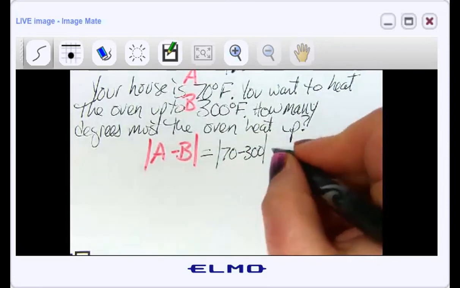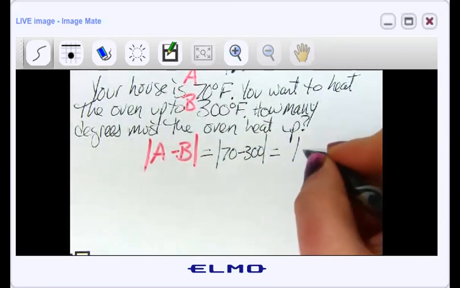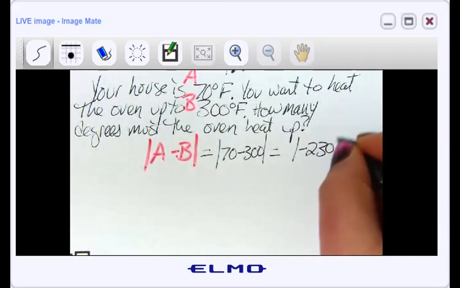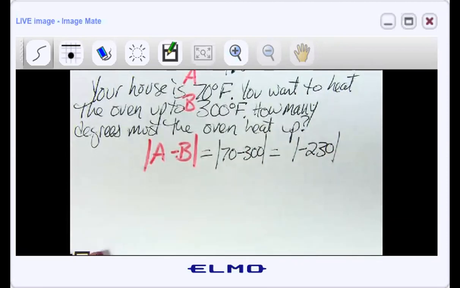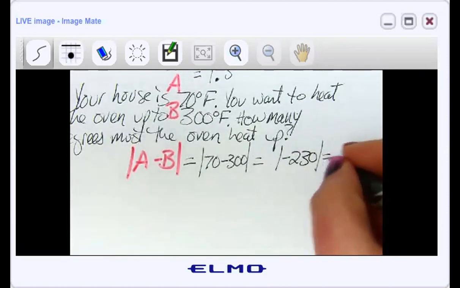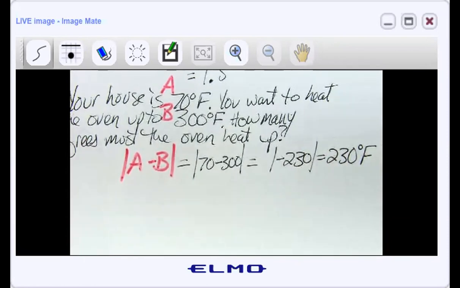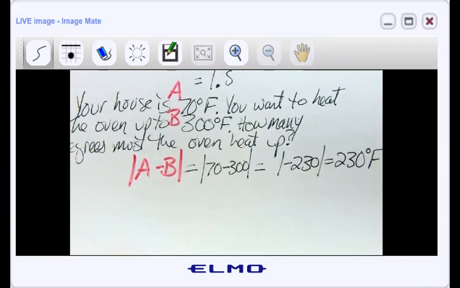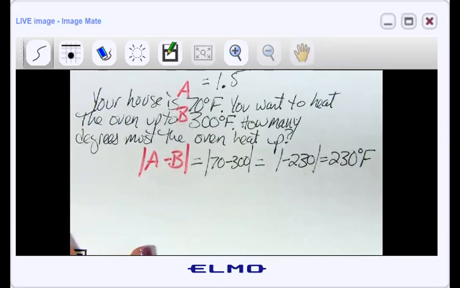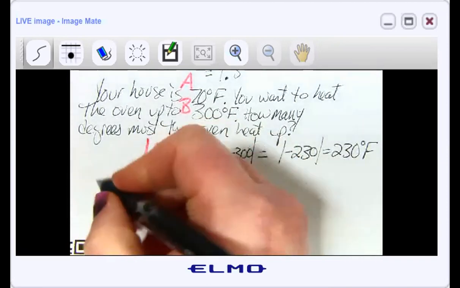It doesn't matter because I'm going to take the absolute value anyway. So if I subtract these two, I get the absolute value of what? Negative 230. And then the last thing I do is take the absolute value of that. That's how I end up with a positive 230. So that means my oven only has to heat up 230 degrees. It doesn't have to heat up 300 degrees because it's not starting at zero. Okay, I hope that makes sense. So I want to do one more example that has some negatives in it. And then I'll show you the homework real quick.